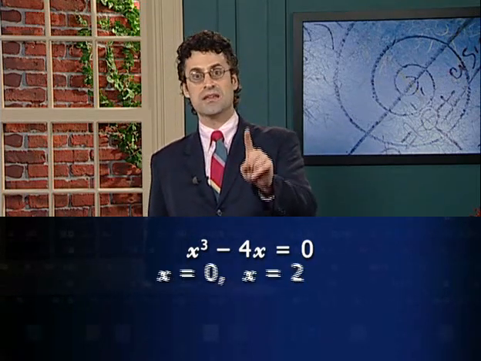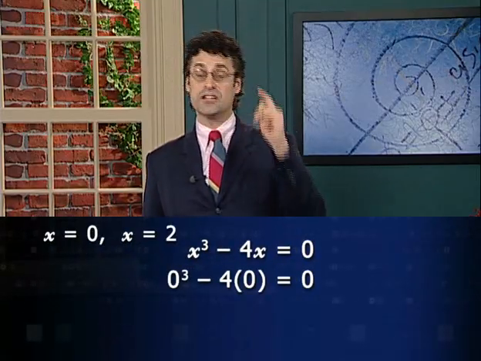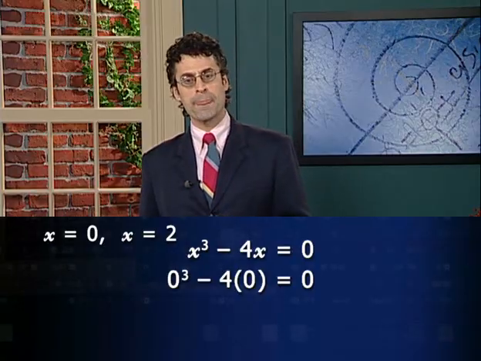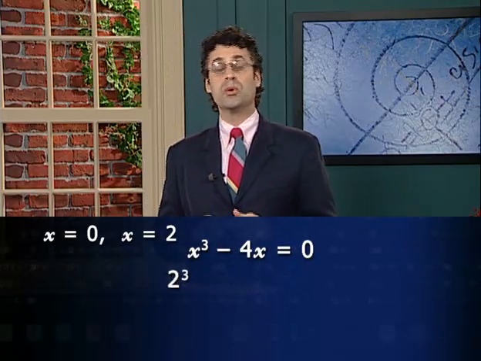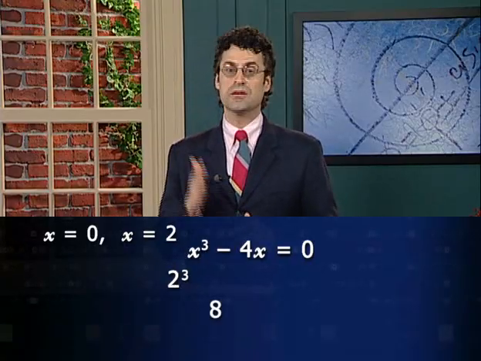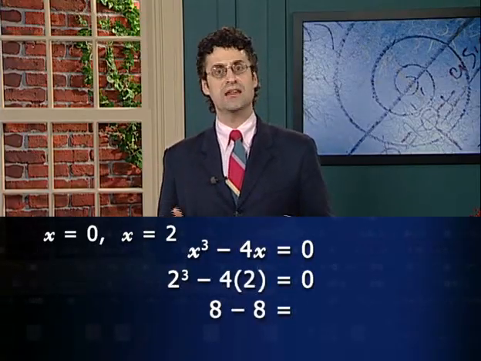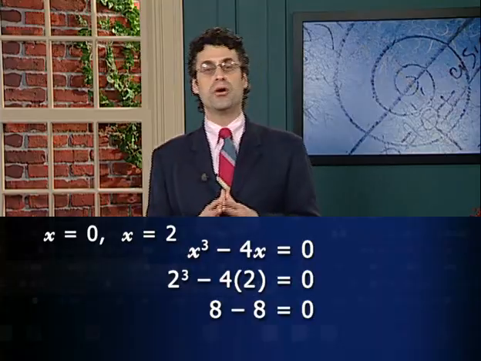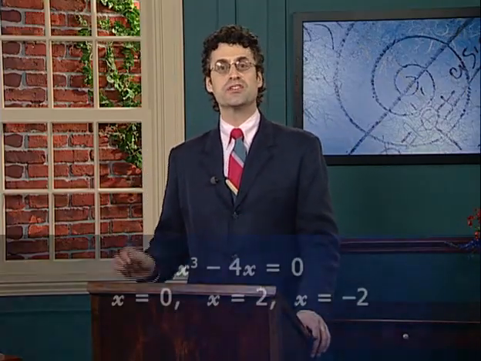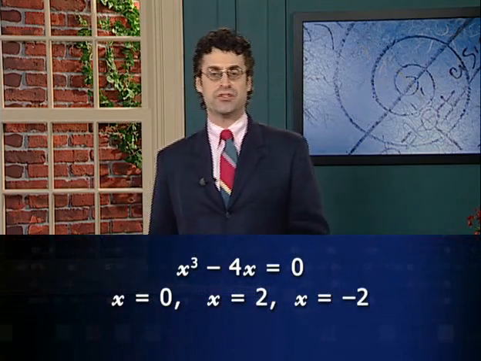Let's check it. If we let x equals 0, then we see 0 cubed minus 4 times 0, which is 0, which equals 0. Good. What about when x equals 2? Well, 2 cubed is 2 times 2 times 2, that's 8. Minus 4 times 2, that's 8. 8 minus 8 is 0. So both, in fact, are solutions. We found 2 rational solutions. Therefore, the third solution must be rational as well. And indeed, it is. The third solution is x equals negative 2.